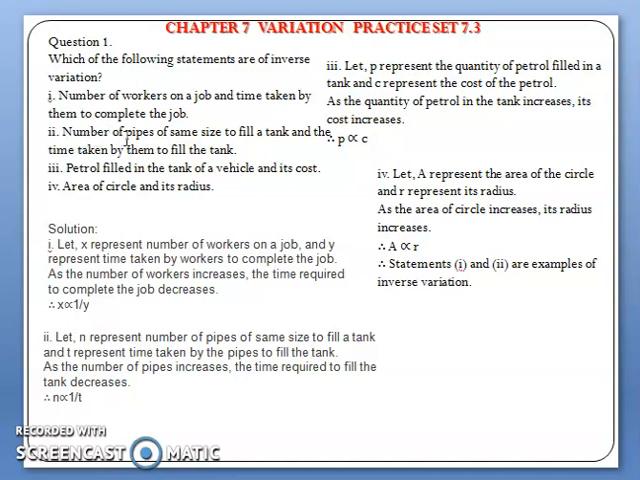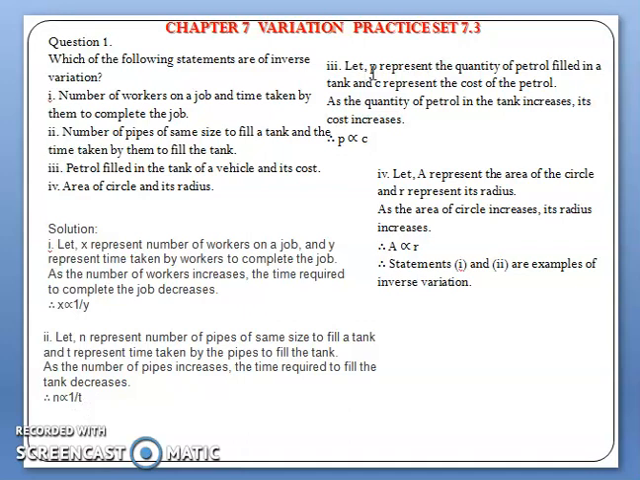Now next one is number of pipes of same size to fill a tank, and the time taken by them to fill the tank. So here let N represent number of pipes of same size to fill a tank and T represent time taken by the pipes to fill the tank. As the number of pipes increases, the time required to fill the tank decreases. That means it will be inversely proportional. So N varies inversely 1 upon T.